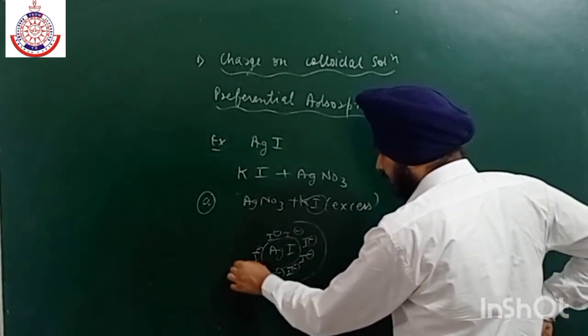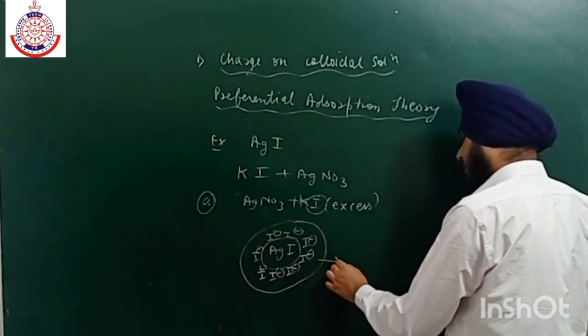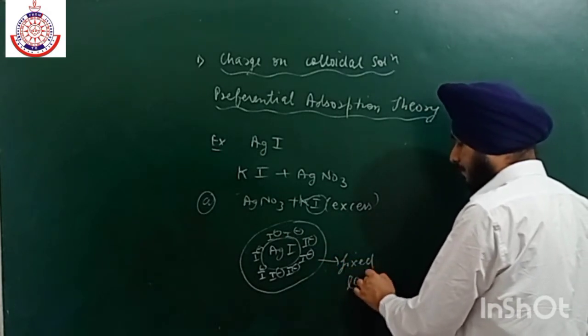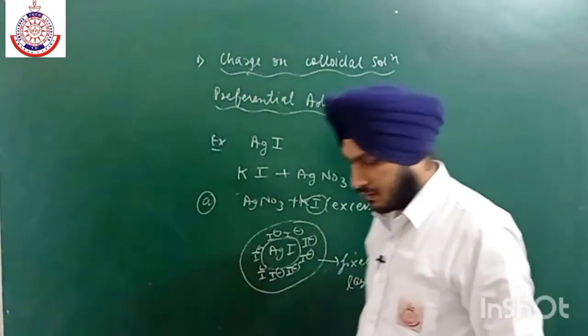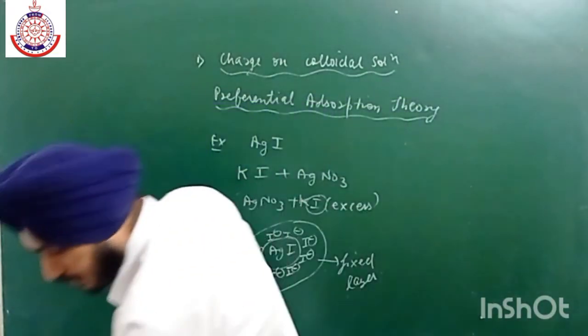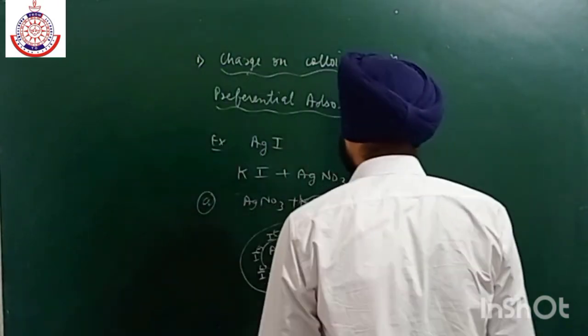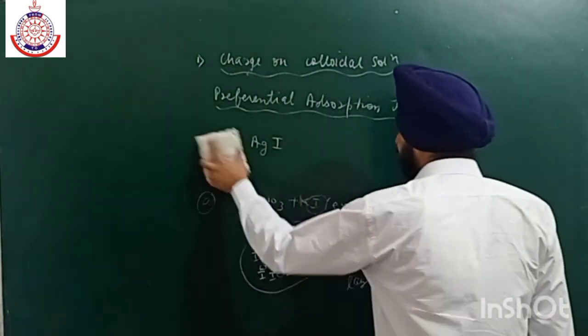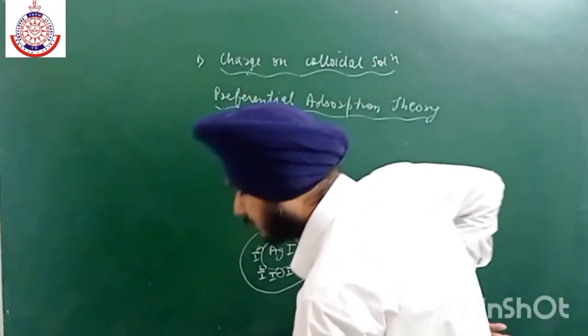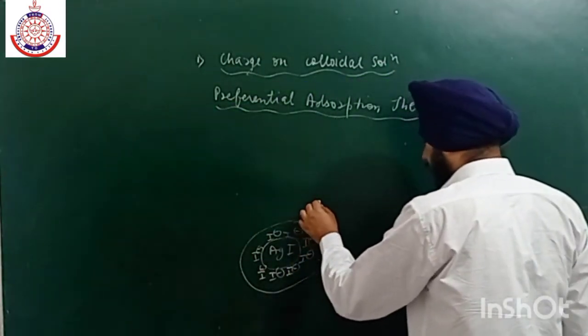So this layer will form, and this layer is known as the fixed layer. Similarly, the K positive will remain outside.